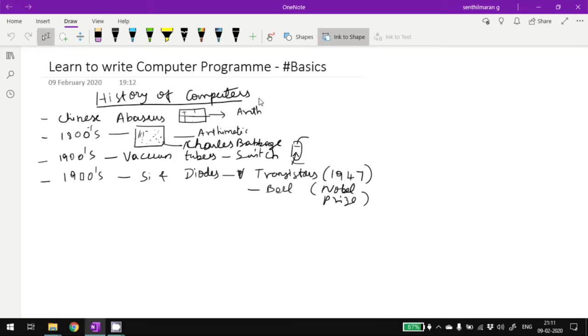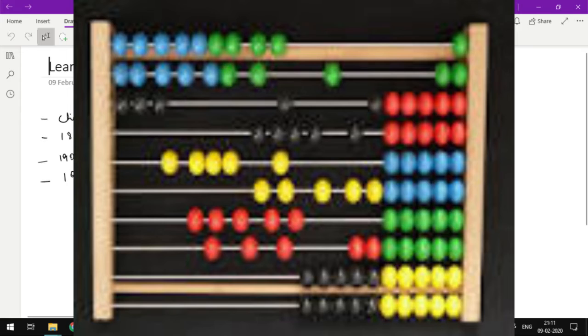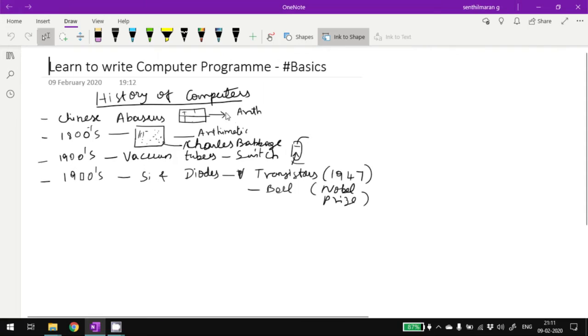Let's start with the history of computers. The earliest known computer is found to be the Chinese abacus. It's basically a wooden tool with two levels of beads. It can help you do arithmetic operations ranging from addition and subtraction to, sometimes, multiplication. The Chinese abacus was used some 2000 years back.